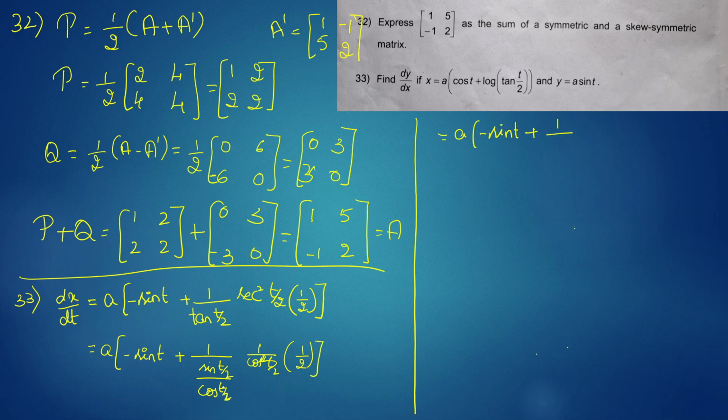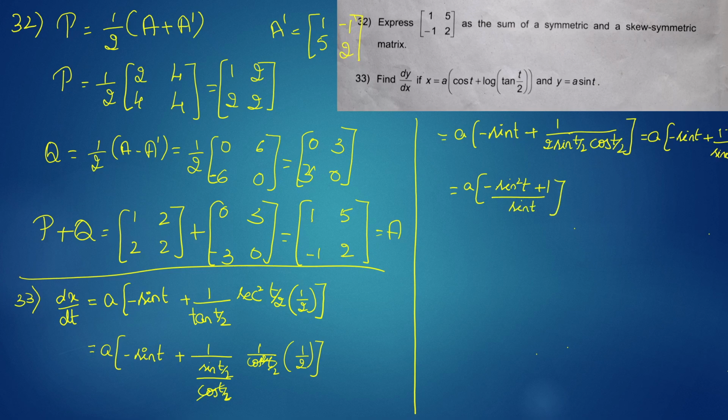plus 1 by cos t by 2 gets cancelled. So 2 into sin t by 2 into cos t by 2. This is a half angle formula, a into minus sin t plus 1 by sin t. If we take the LCM, it will be a into minus sin square t plus 1 divided by sin t. Minus sin square t plus 1 is nothing but 1 minus sin square t, which is cos square t divided by sin t. Let us keep it as it is.